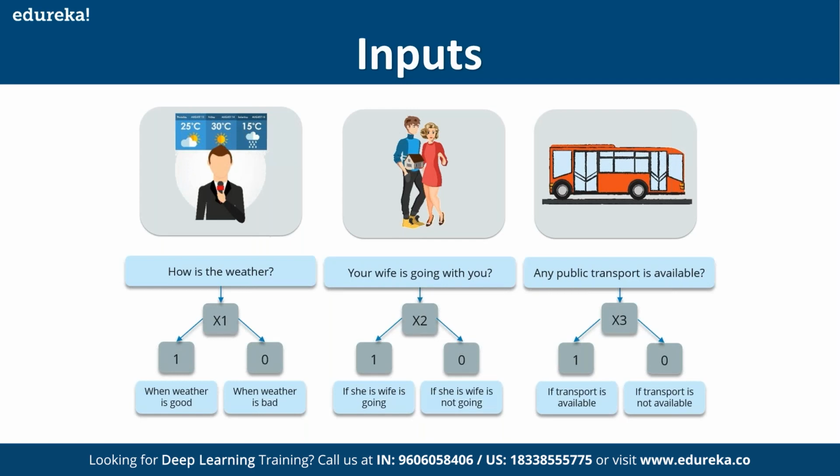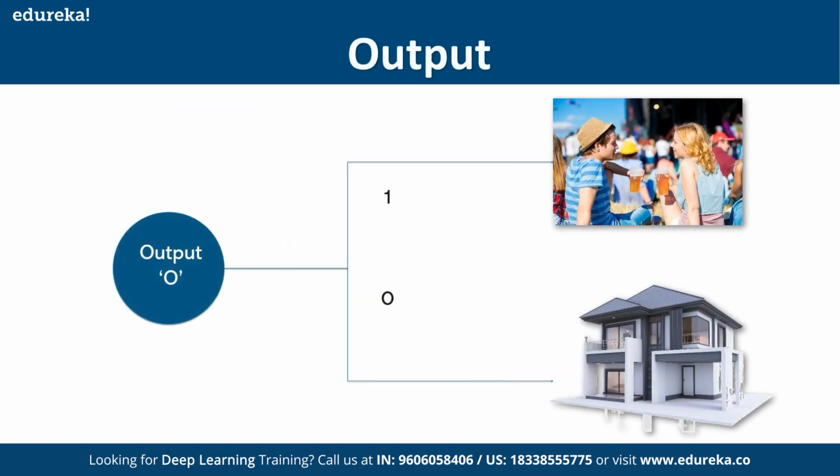Your mind will understand how the weather is, x1. So the first input is x1. If it is 1, it indicates weather is good. If it is 0, it indicates weather is bad. Your wife is going with you: x2 is your second input. Is it yes or no? Public transport is available, yes or no? That is your third input. And what is your output? Yes, 1, you may go to the beer festival, or 0, you may not go to the beer festival. You may remain at your home.